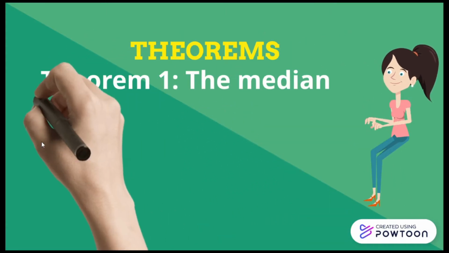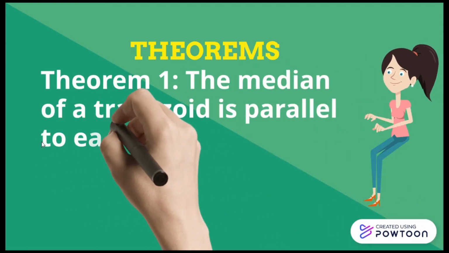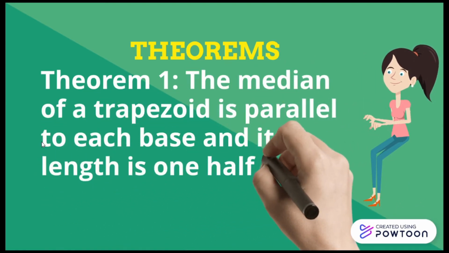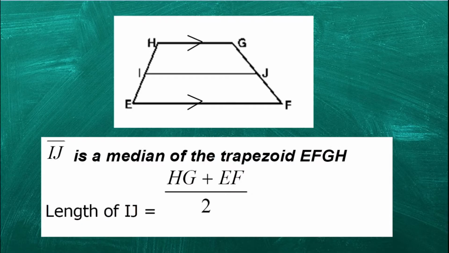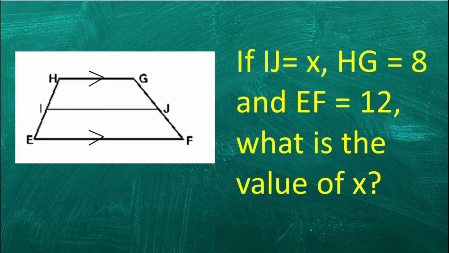Theorem 1. The median of a trapezoid is parallel to each base, and its length is 1/2 the sum of the lengths of the bases. If IJ is the median of the trapezoid EFGH, then the length of IJ is equivalent to the sum of the bases HG and EF all over 2. So for the first problem, if IJ is equal to x, HG is 8, and EF is 12, what is the value of x?